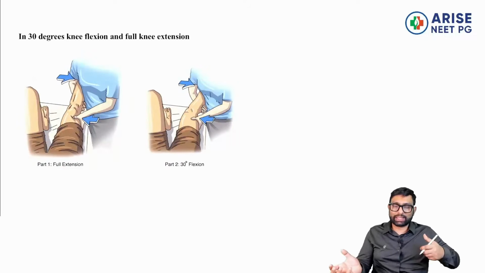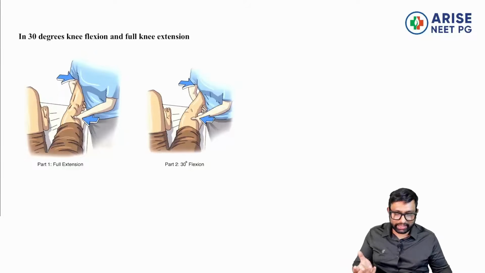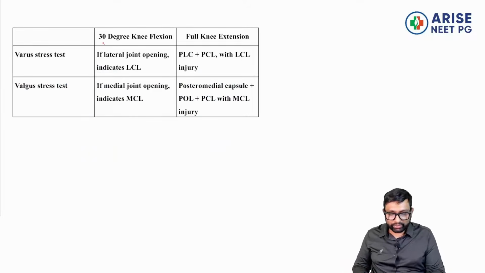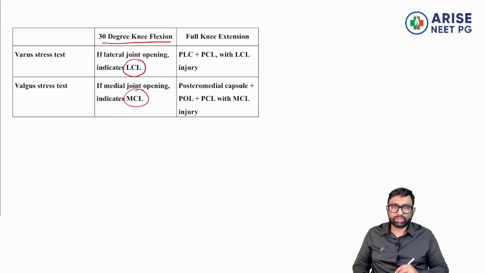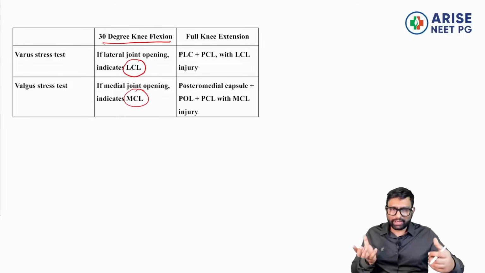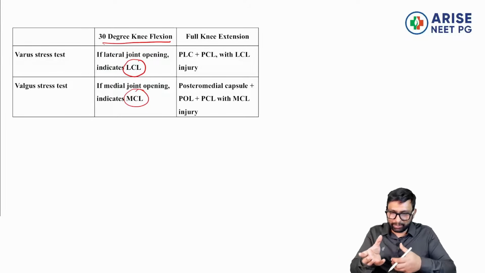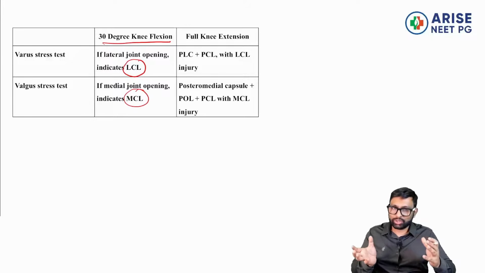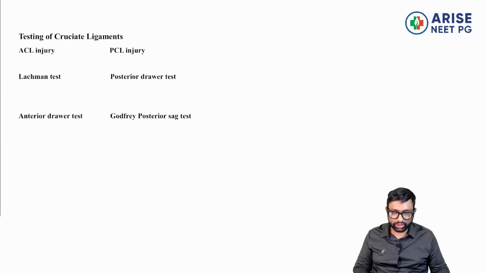It can be done in full extension or in 30-degree knee flexion. Ideally, you should do it in 30-degree knee flexion, where you can see just LCL and MCL. But in our video, did we see the examiner doing a valgus varus stress? No, we didn't. We didn't see the limb going away. We saw the limb going front and back. It's not going away, so it's not this test.